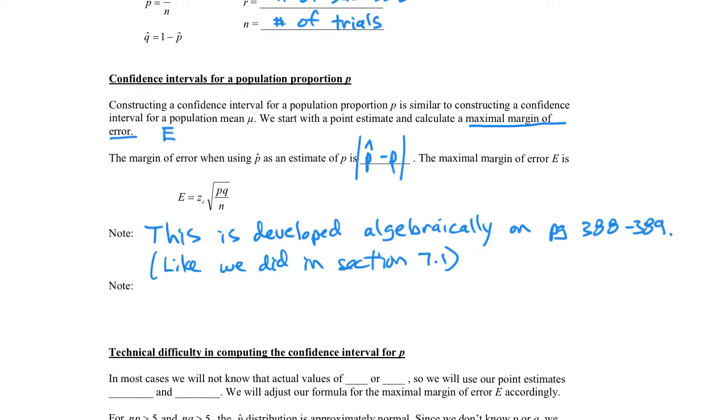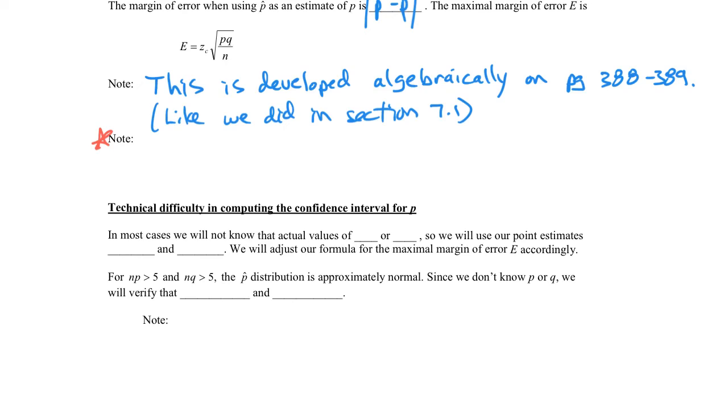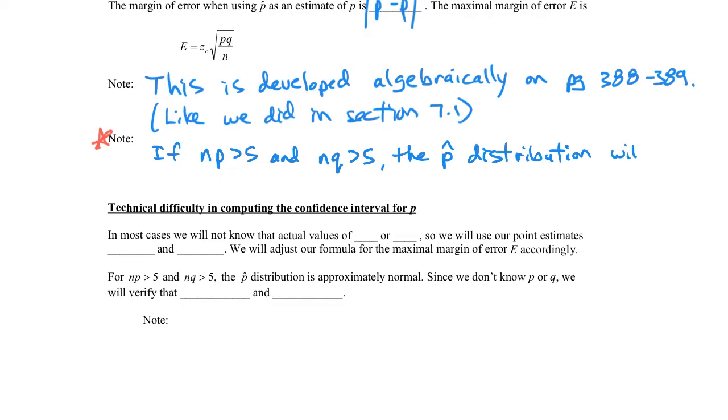And then we've got another note here. And this is probably the more important one for us. Put a little red star here. This note says, if np is greater than 5 and nq is greater than 5, then the P hat distribution will be approximately normal.